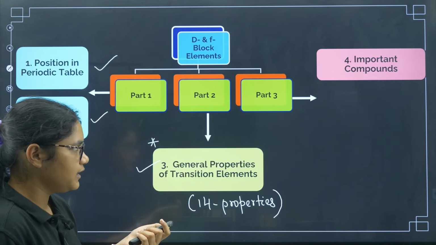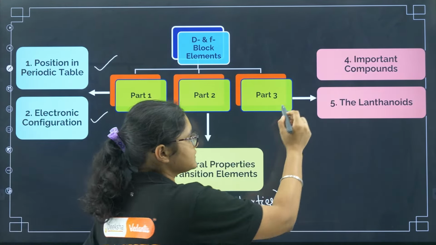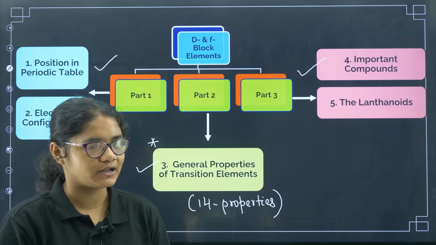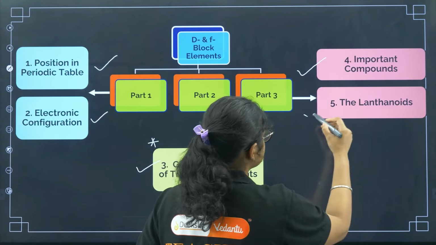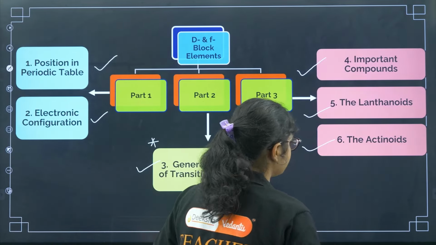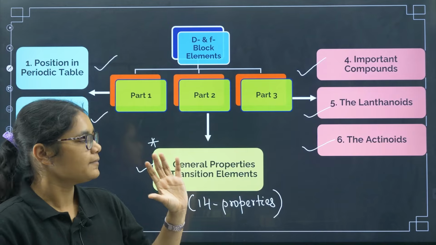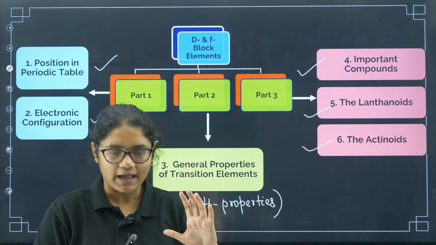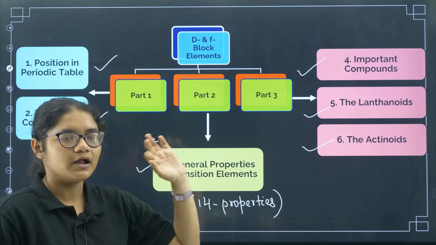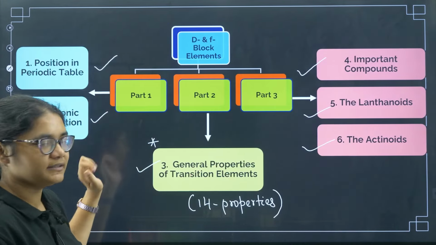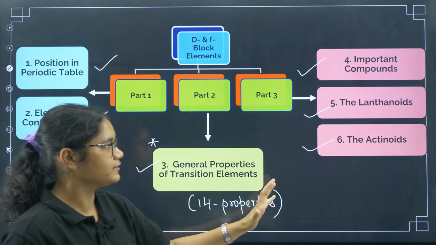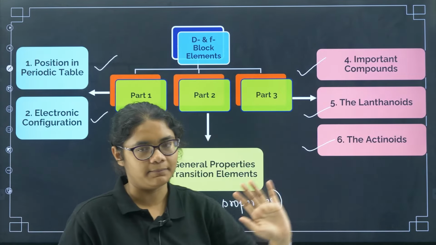Now coming to part 3, first is important compounds. Here we'll be discussing potassium dichromate and potassium permanganate. Then we'll discuss lanthanides, their configuration, some reactions, and lastly we'll be ending this chapter with topic number 6, that is the actinoids. I hope the distribution of the chapter is very clear. We'll be doing 3 lectures on this. Today's first part will cover these 2, in the second lecture we'll cover this one, and in the third one we'll cover these 3 important topics.